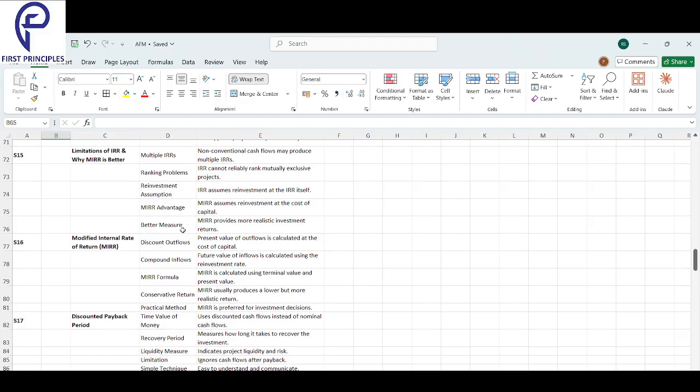IRR can't compare two projects properly if they are mutually exclusive. Mutually exclusive means they cannot be done together. If projects are mutually exclusive, IRR is not as useful.